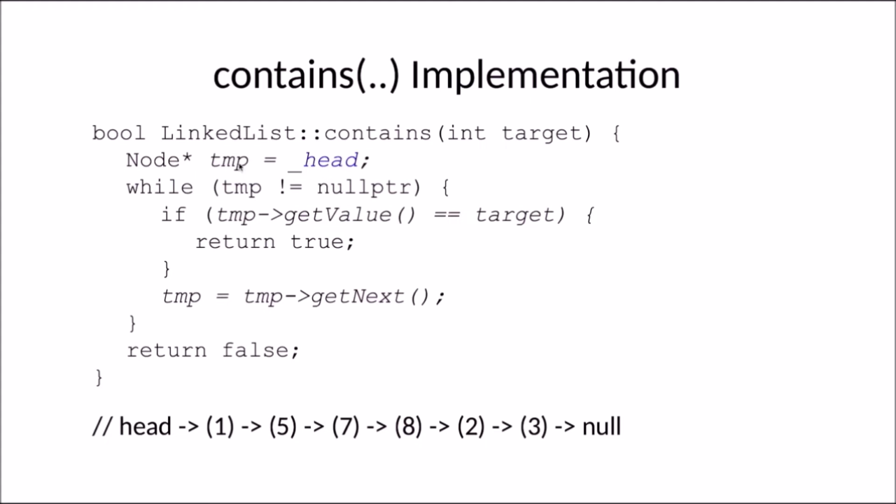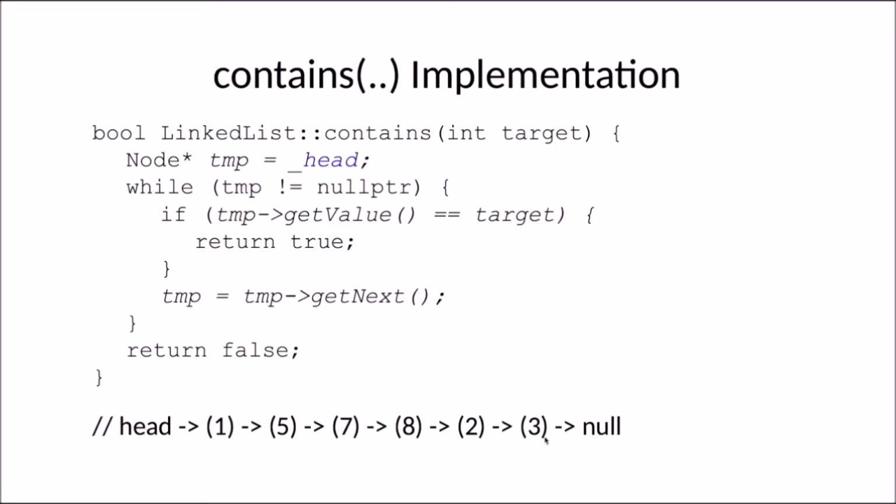Initially, I get the head node. So this is a temporary pointer that points to the head node. And then I check if temp is not null. I get the value stored in temp compared to the target. If it matches, I found the value, return true. Otherwise, I update temp to the address of the next node.